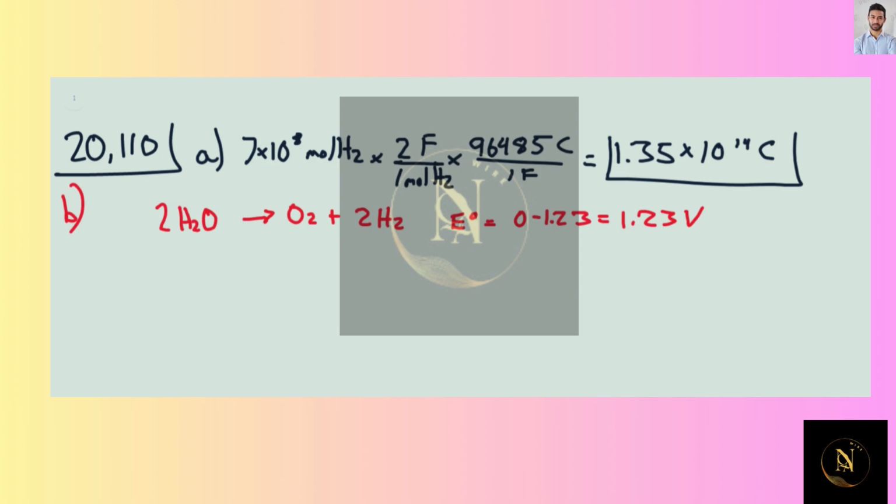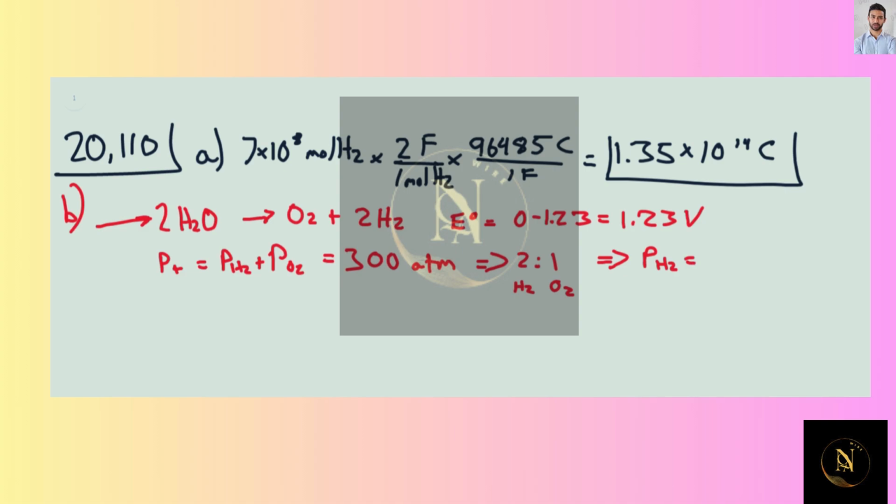Now we're told that the total pressure is equal to the pressure of hydrogen plus the pressure of oxygen, which is equal to 300 atmospheres. But since we have a 2-to-1 ratio from this reaction, the pressure of H2 is equal to 200 atmospheres, and the pressure of O2 is equal to 100.